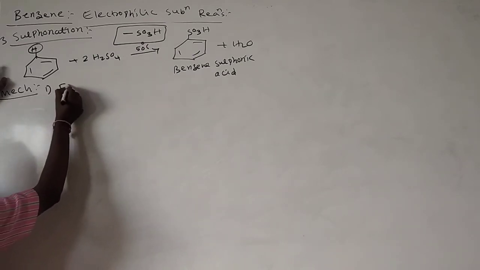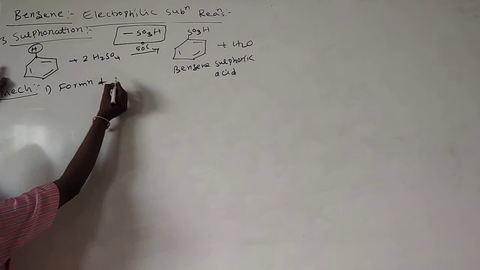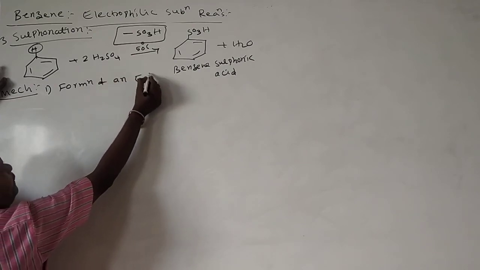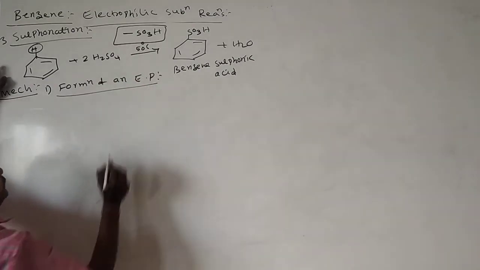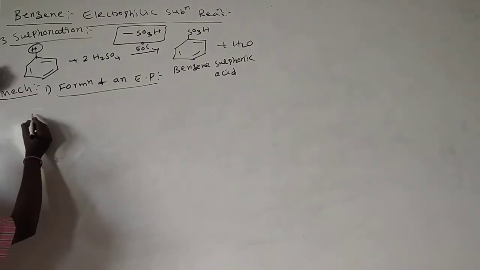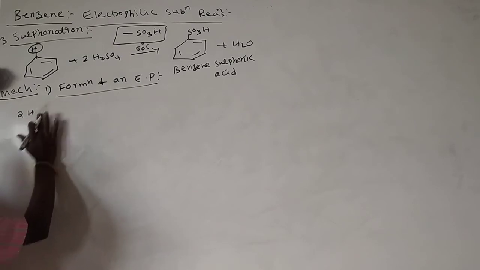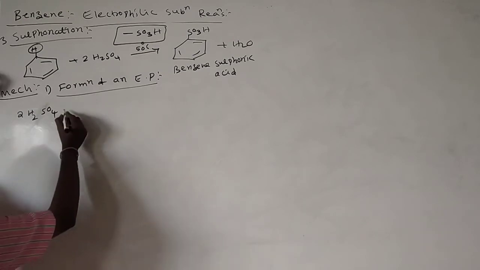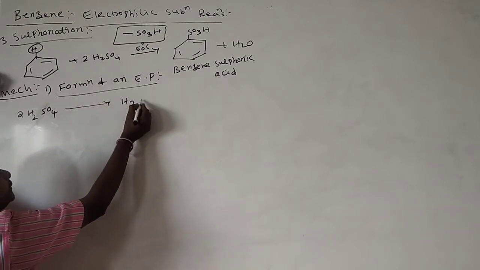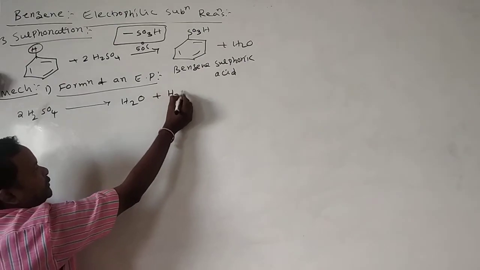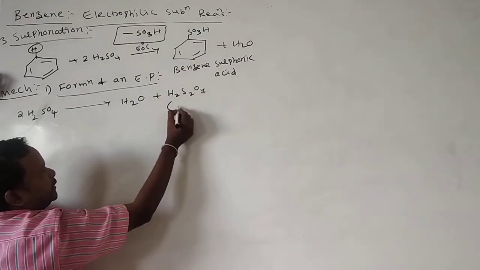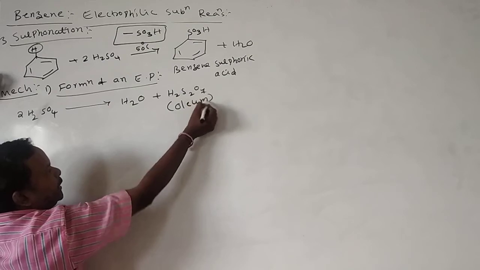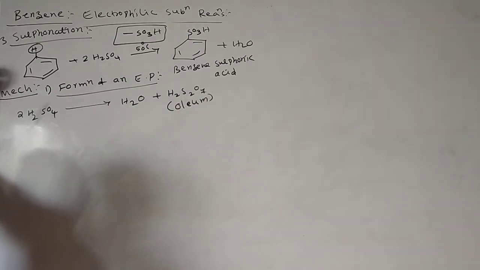One is the formation of an electrophile. 2 moles of sulfuric acid react with each other, lose water and form H2S2O7. H2S2O7 we call oleum.